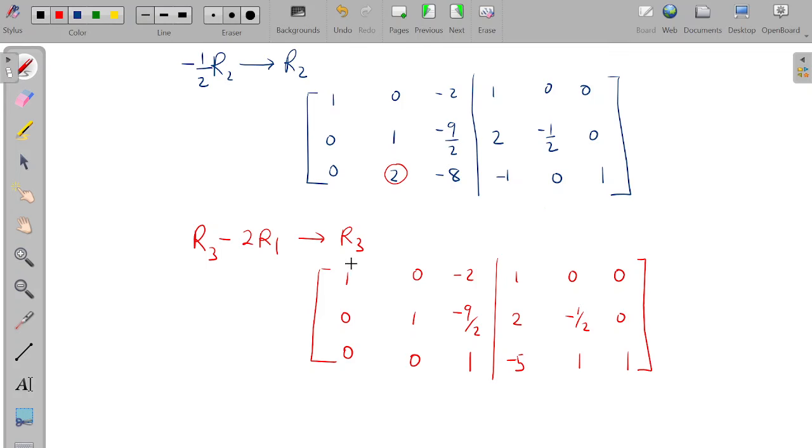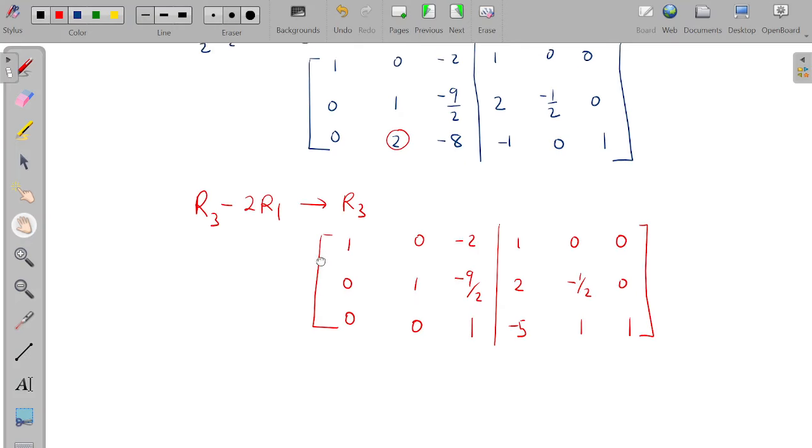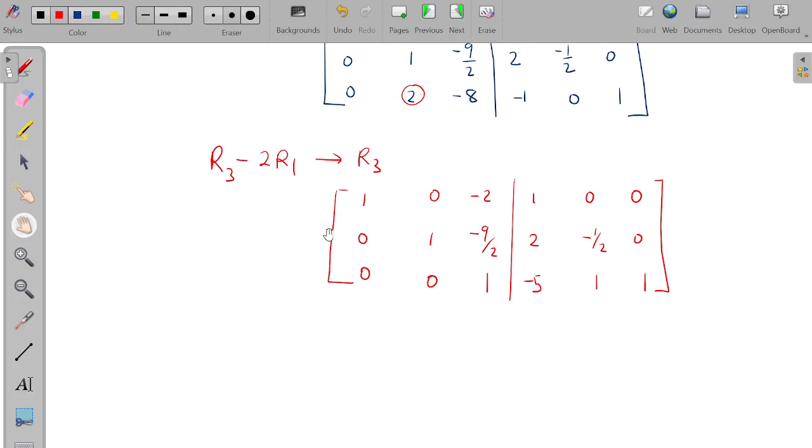We are changing R3. Okay, that's what we're changing. Don't forget we are changing R3. That's what we have there. Okay, that's fine. Now, what do we need now? This is already a leading one. So all we need to change is to change this to 0, change this to 0. Okay, this is already a leading one.